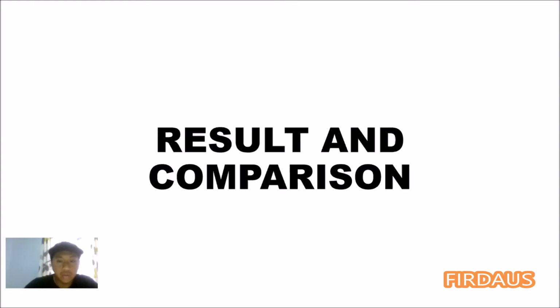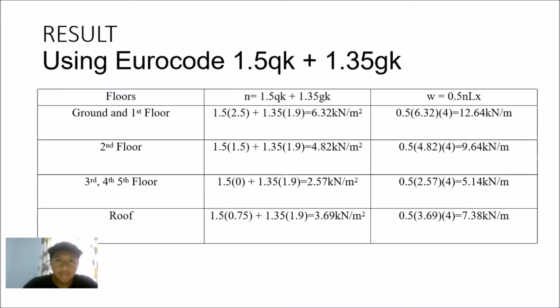Okay, so I will go through the result and comparison. For the first one, we are using Eurocode with a factor of safety of 1.5 QK for the live load and 1.35 GK for the dead load. As you can see, this is the table of results for the ground floor, first floor, second floor, third, fourth, fifth, and the roof floor.